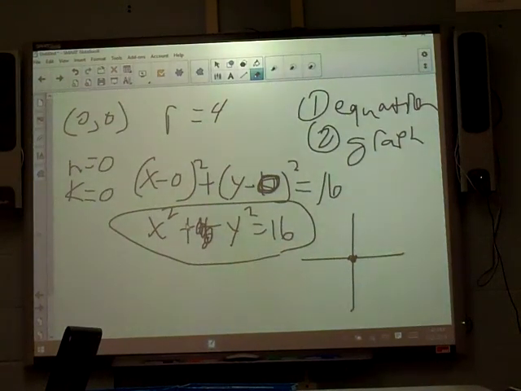So here, if I go a radius of 4, 1, 2, 3, 4, I got to go through that point, back to the origin, up 4. I'm just doing a 4-unit radius all the way around.